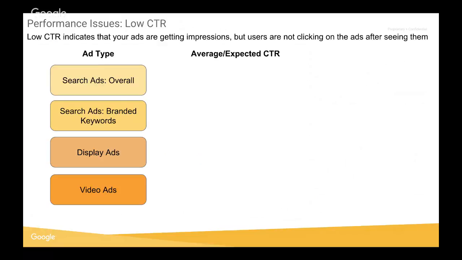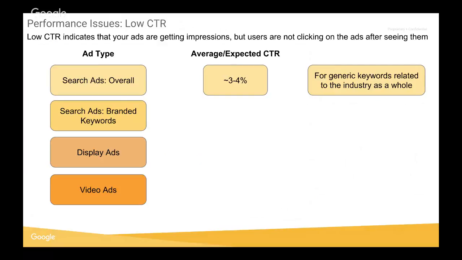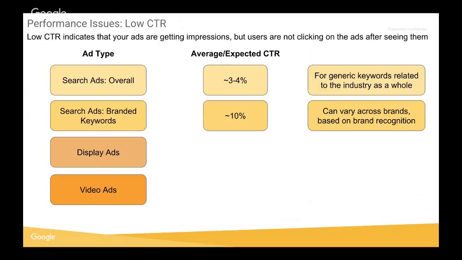For search ads overall, you can expect a 3 to 4% CTR for generic keywords related to the industry as a whole. If you see a 3 to 4% CTR, I would say that's a healthy CTR for generic keywords. For branded keywords, anything around 10% or above could be considered a healthy CTR. This again depends on the brand recognition of the brand that you're using. If it's a very well-known brand, you might even see much higher. But in general, higher than the overall keywords.